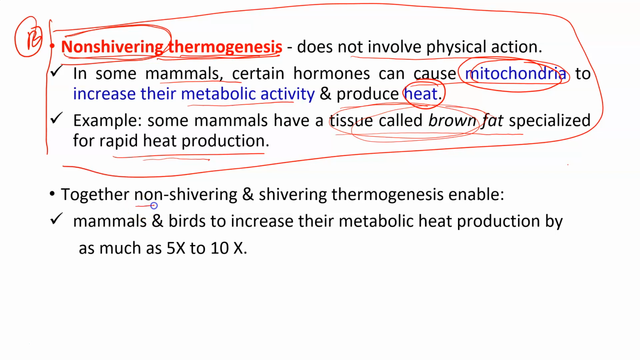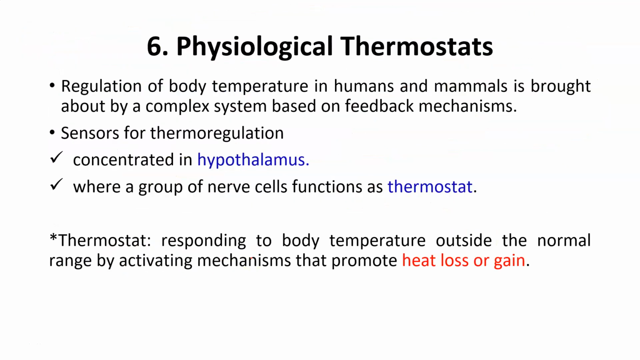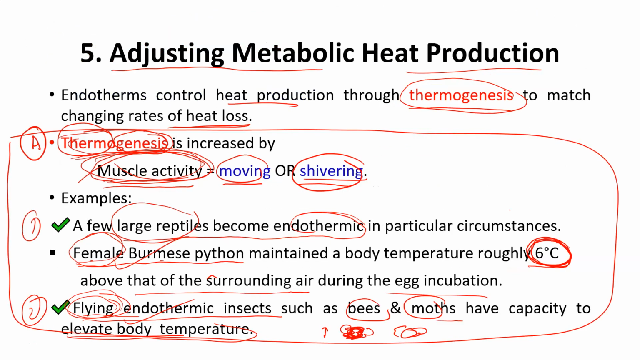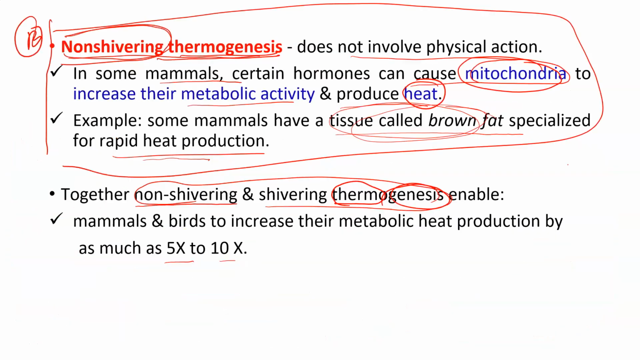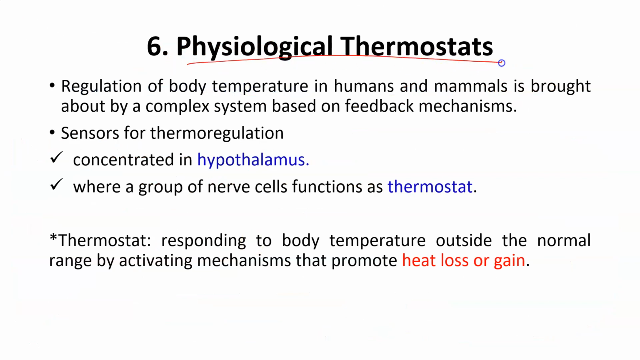So together, non-shivering and shivering thermogenesis, ingat thermogenesis menghasilkan heat. Okay, genesis menghasilkan heat. Thermogenesis enables mammals and birds to increase their metabolic heat production by as much as 5 to 10 times. Okay, so that is adjusting metabolic heat production yang kelima. Yang keenam, okay, the last one, physical thermostat. So regulation of body temperature in humans and mammals is brought about by a complex system based on feedback mechanism.